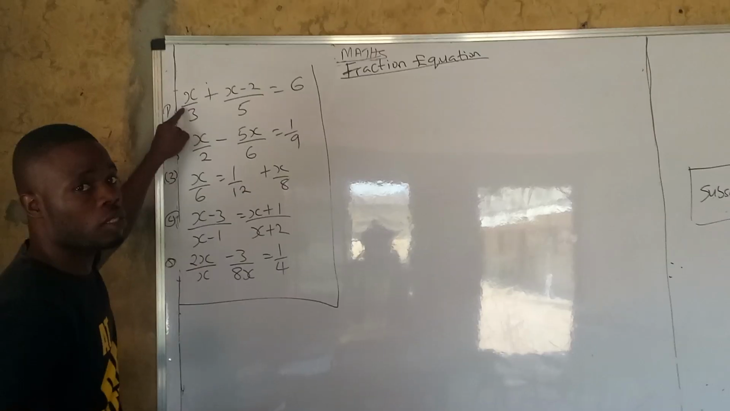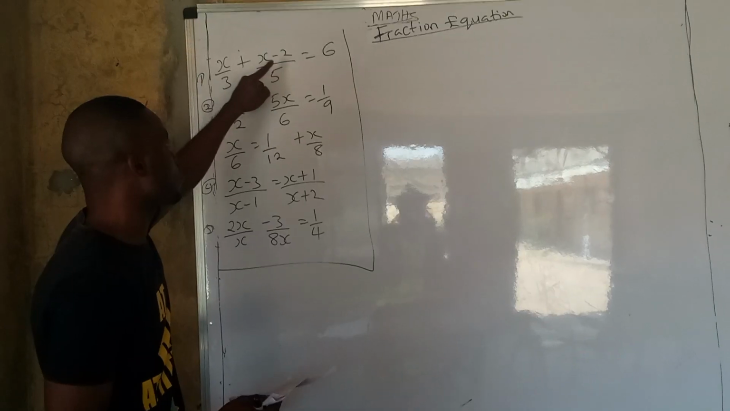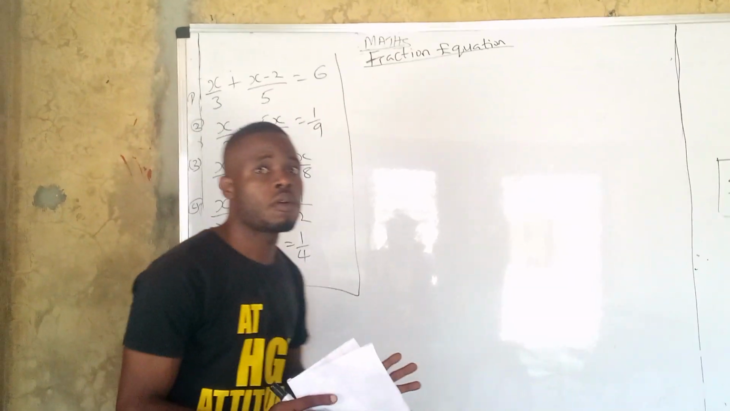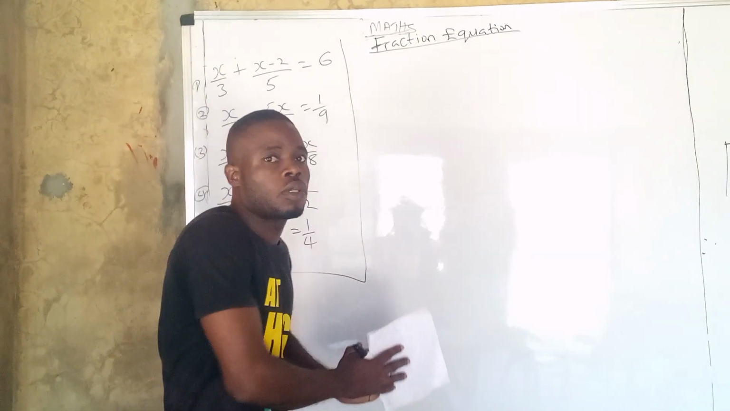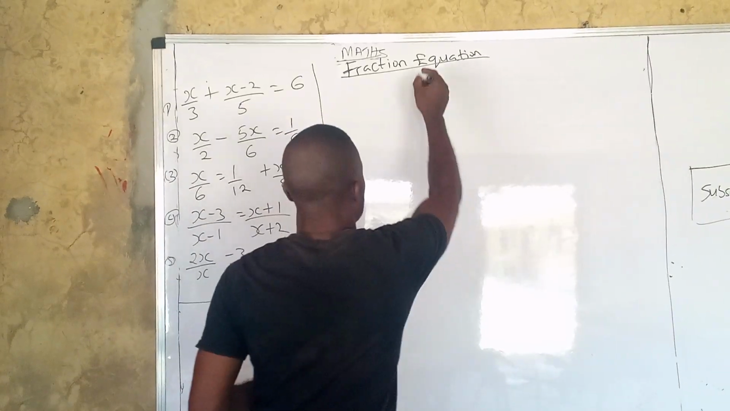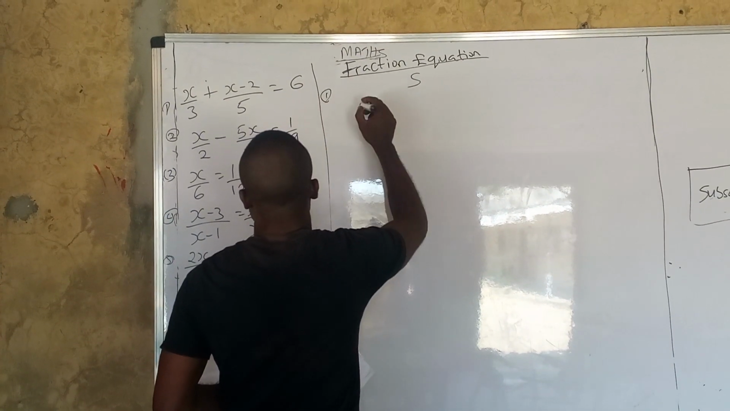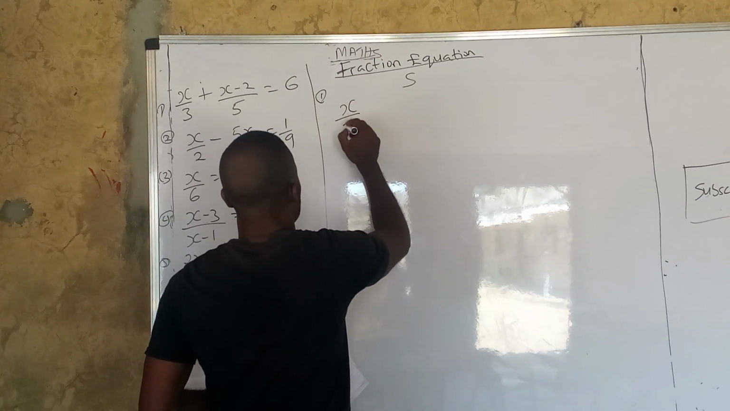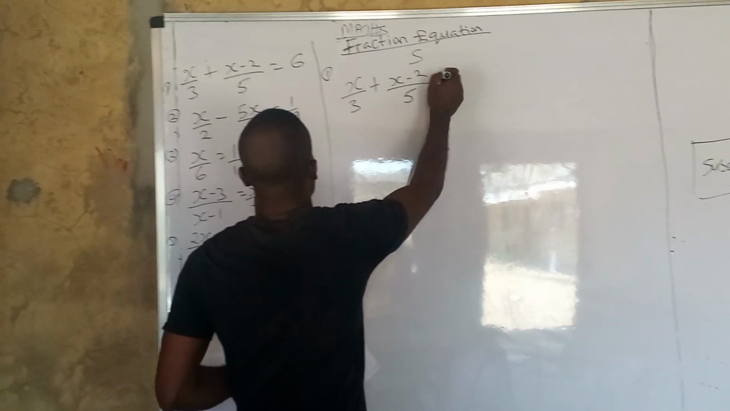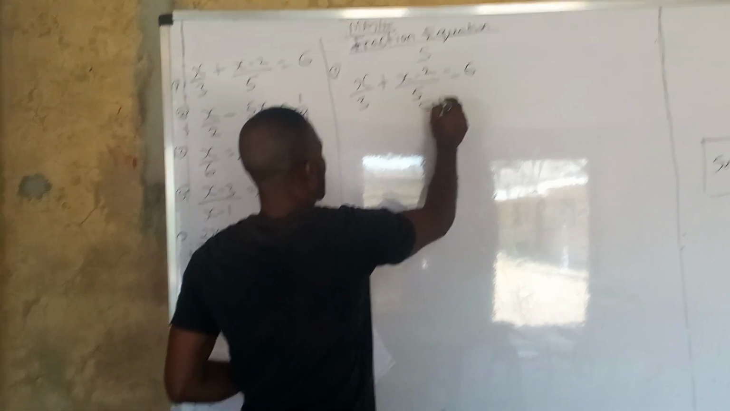The first one is x over 3 plus x minus 2 over 5 equals to 6. So what they're asking us to do is to remove it from fraction to a simple equation. To achieve that, let's start with our first question. Number one, x over 3 plus x minus 2 over 5 equals to 6. So solution to this.